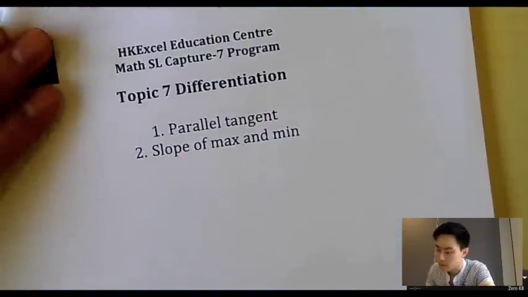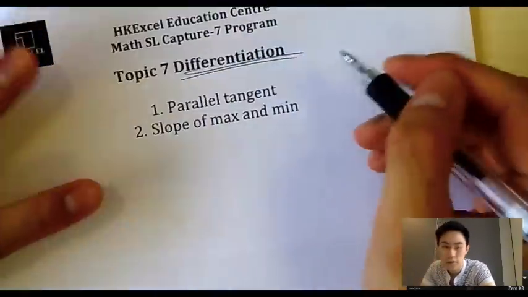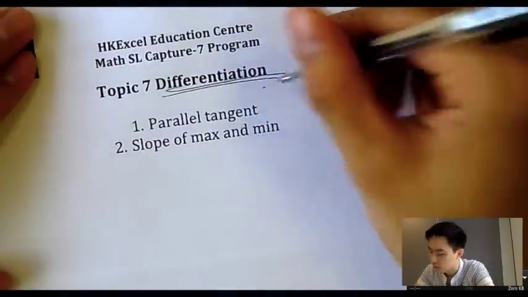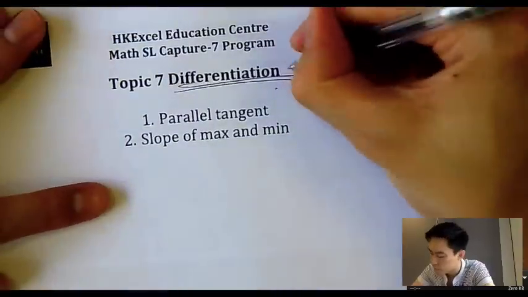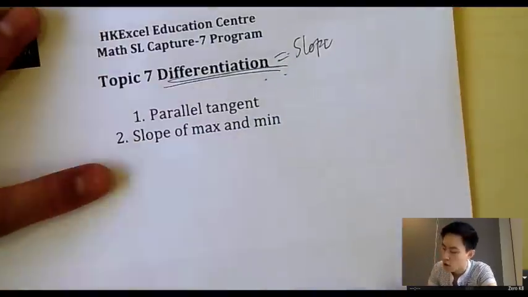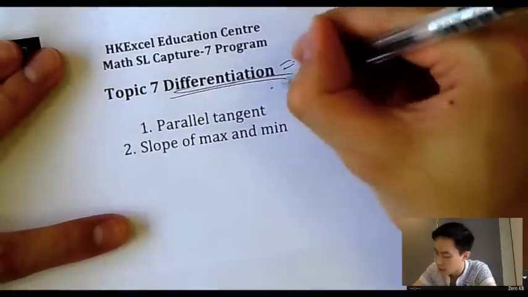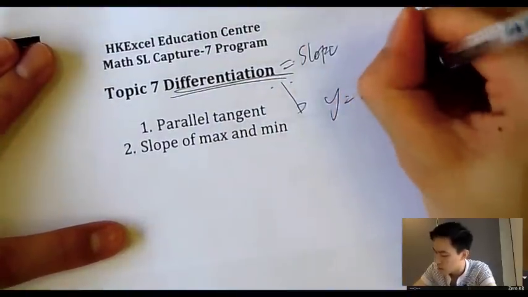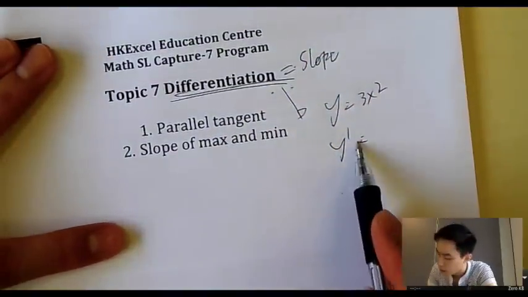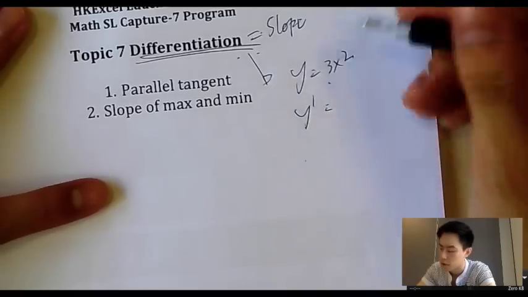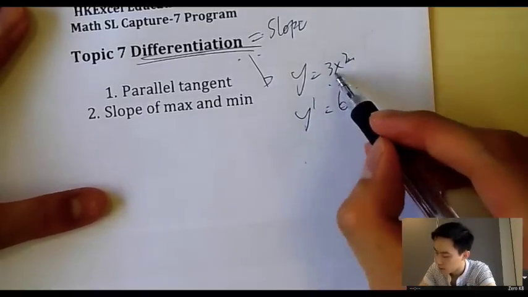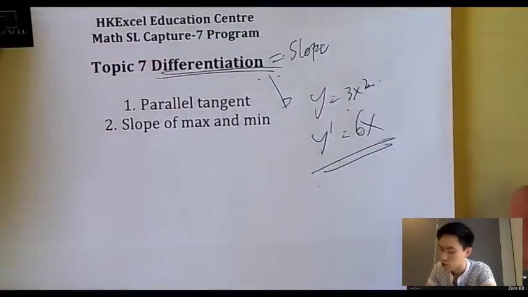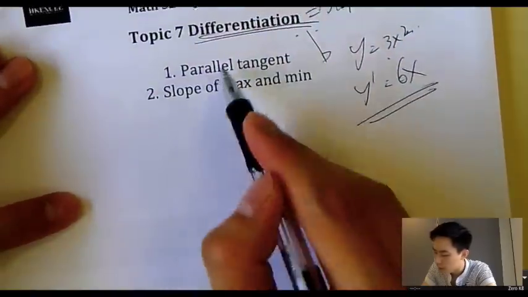Lastly, differentiation. This is also a must-know topic in your IB exam. Differentiation means slope. How do you calculate it? Let's say the differentiation of 3x squared, y prime. You multiply by the power and reduce the power by 1, so you get 6x, since 2 minus 1 is 1. This is differentiation. There are two concepts to know, starting with parallel tangents.